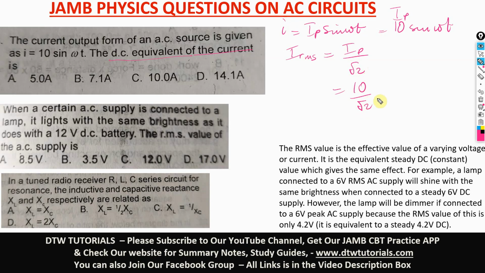I remember 1 over root 2 is 0.707. So 10 times 0.707 will give us 7.07, and we can approximate that to 7.1 ampere. So our right option here is B. We haven't done this. I think another question was asked.